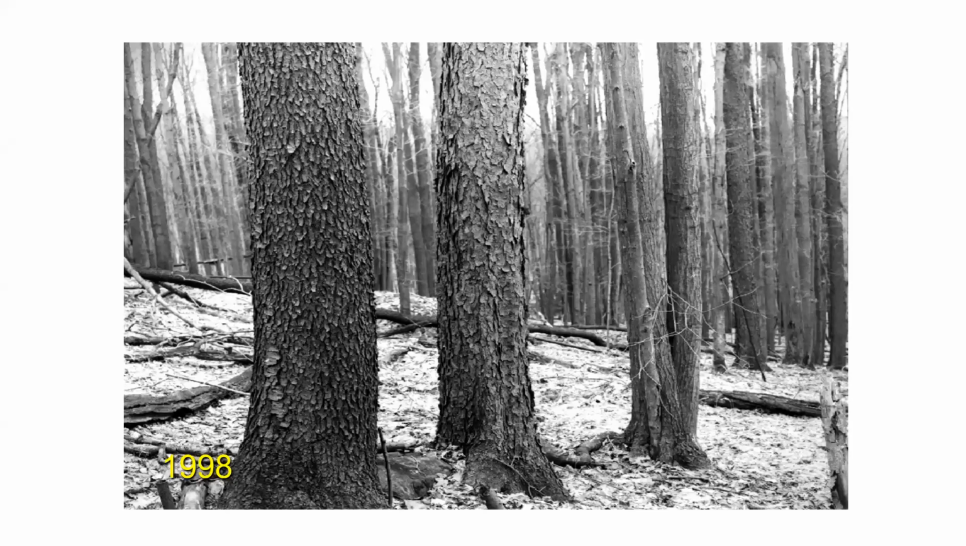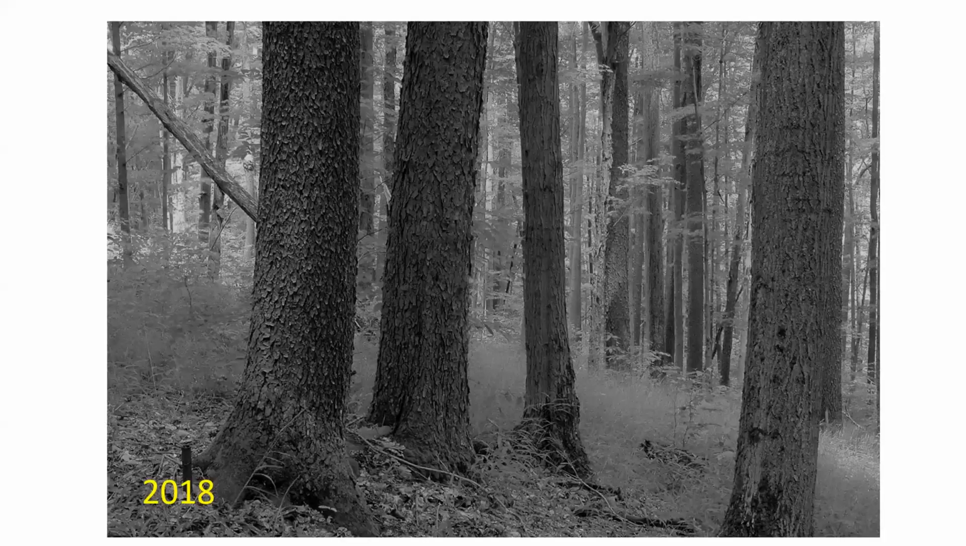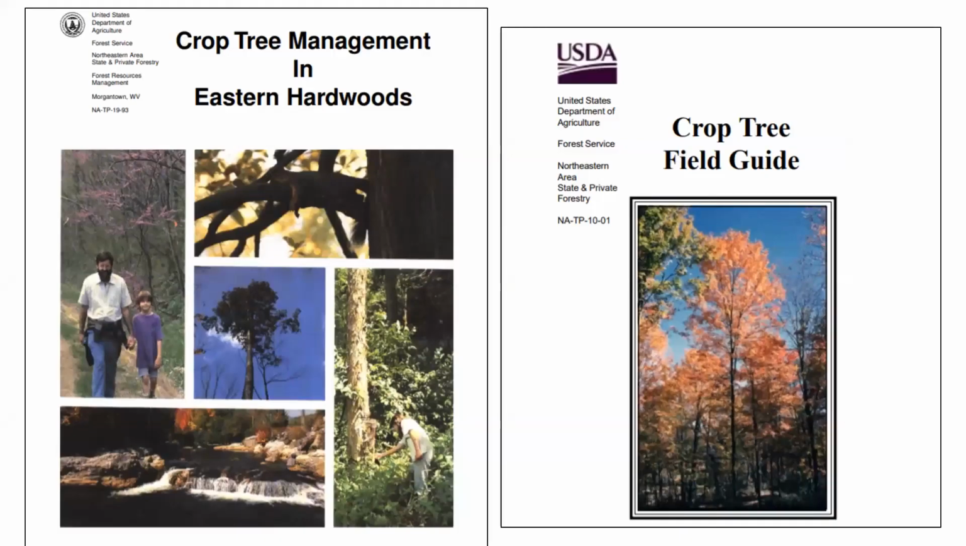Next, 2008, and then up to 2018. You can see it's almost caught the tree to the right. So you can imagine just that manipulation of light, the trees are responding to that. And so foresters, being the smart folks that they are, understand that. And there actually is a forestry practice called crop tree management. And it's a way of actually selecting trees that you want to grow to be up in the canopy.